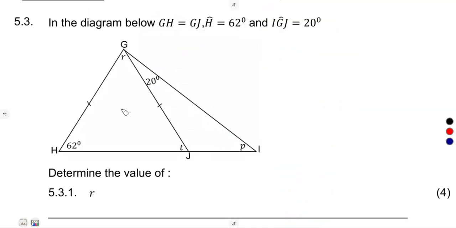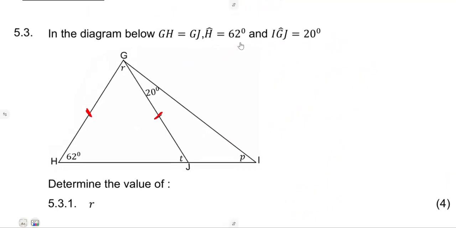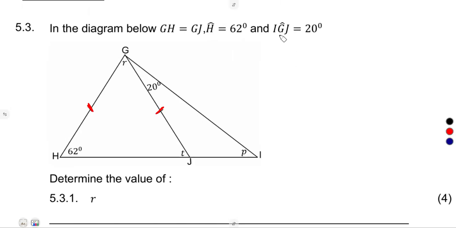On question 5.3, in the diagram, we are given that the side GH and the side GJ are equal. So we've got this indication that these two sides are equal. Given that angle H is 62 degrees and angle I, GJ, this one, is 20 degrees. And there is 62 here. Determine the value of 5.3.1, R. All right, our angle R here.